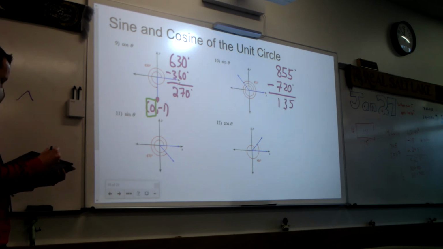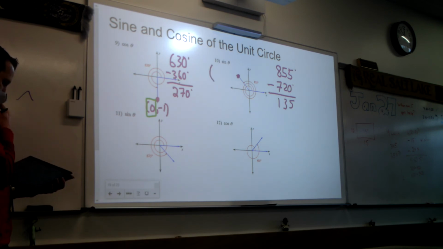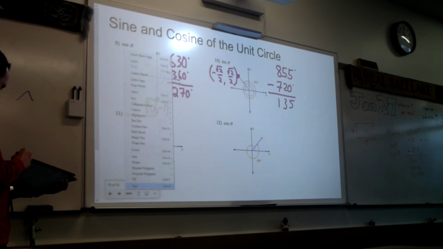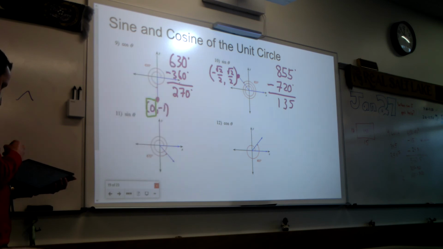So Oscar, can you tell me what are my coordinates at 135? Negative square root of 2 over 2, and then a positive square root of 2 over 2. Good job. Now, if I'm doing sine, do I want the x or the y? Y, there's your answer.